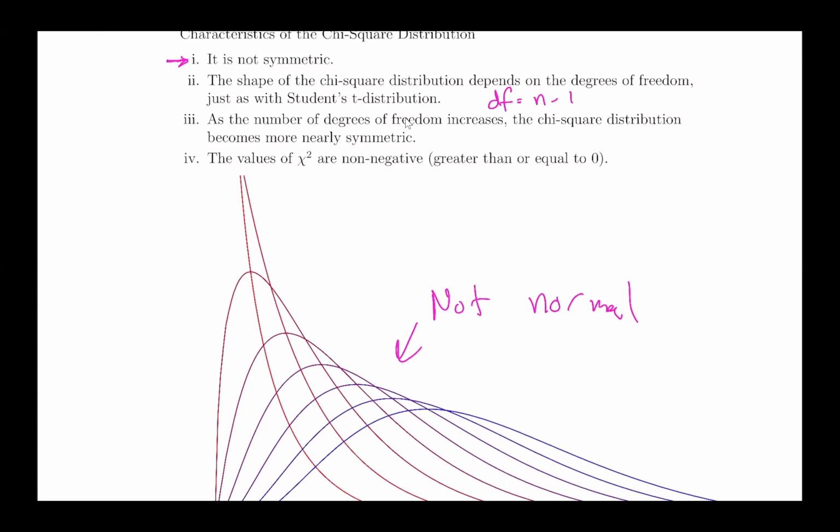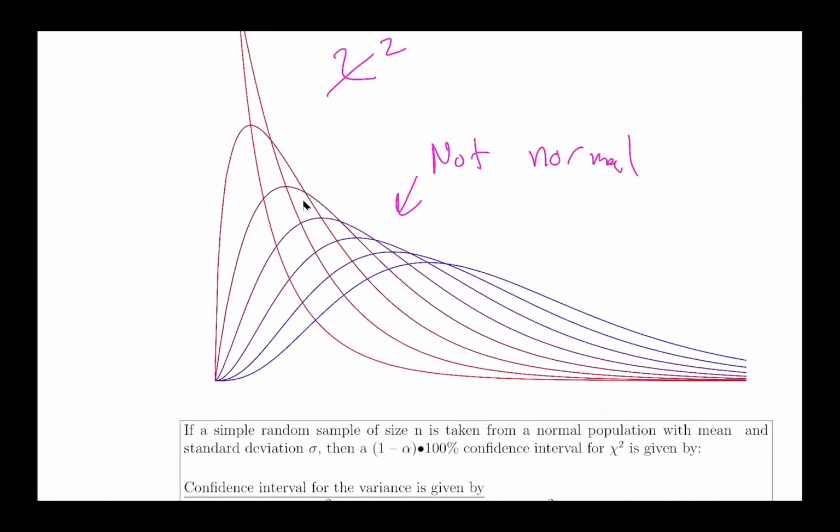Part 3 says as the number of degrees of freedom increases, the chi-square distribution becomes more nearly symmetric. Going back to part 1, the chi-square distribution is not symmetric, but that doesn't mean it will always be that way. If we have a large enough sample size, it will become more symmetric. As your sample size increases, the data set becomes more and more symmetric. And the last thing: this is how you write chi-square. The chi-square value is never negative. It always starts at 0 and goes all the way to infinity. Any questions so far about the chi-square distribution?